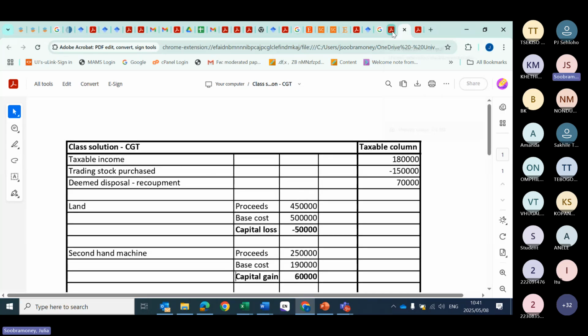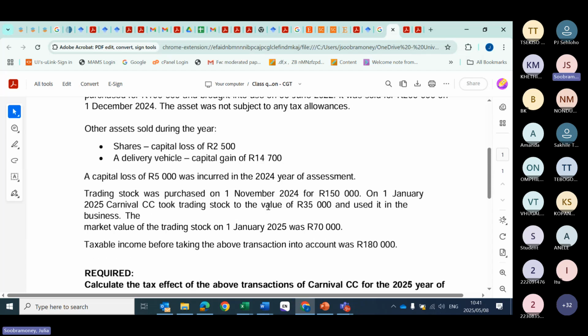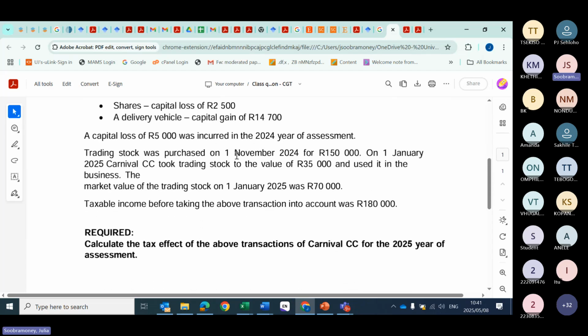Now let's look at trading stock. Now let's go back to the question. Now some students struggle with trading stock, and I understand it can be a difficult concept, especially when we're changing the use of an asset, okay? So before I explain this, I need you to understand a principle for tax. So the tax law says you're only allowed to get the deduction for trading stock in the year that you sell the trading stock. Okay.